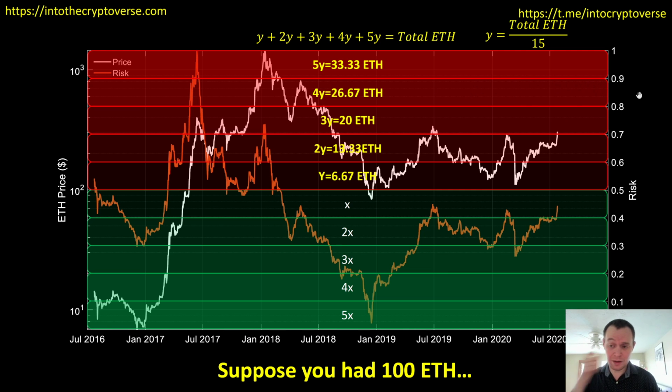And again, it's possible that we go above 0.9. You also have to remember that this is just fit to daily data, not hourly data. So it's obviously possible we could wick up and it reaches that level. But I wouldn't expect to spend a significant amount of time in this risk level, even at the peak of the bull market. Again, it's possible.